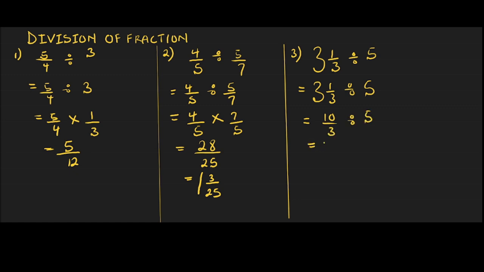For us to proceed, we need to change this division to multiplication. Changing this to multiplication, this becomes 1 over 5, the inverse of that. Then check in this case, 10 and 5 have a common factor. So we have 5 here, 1, and 5 here, 2. So we have 2 over 3 times 1 over 1, and that's going to give us 2 over 3.